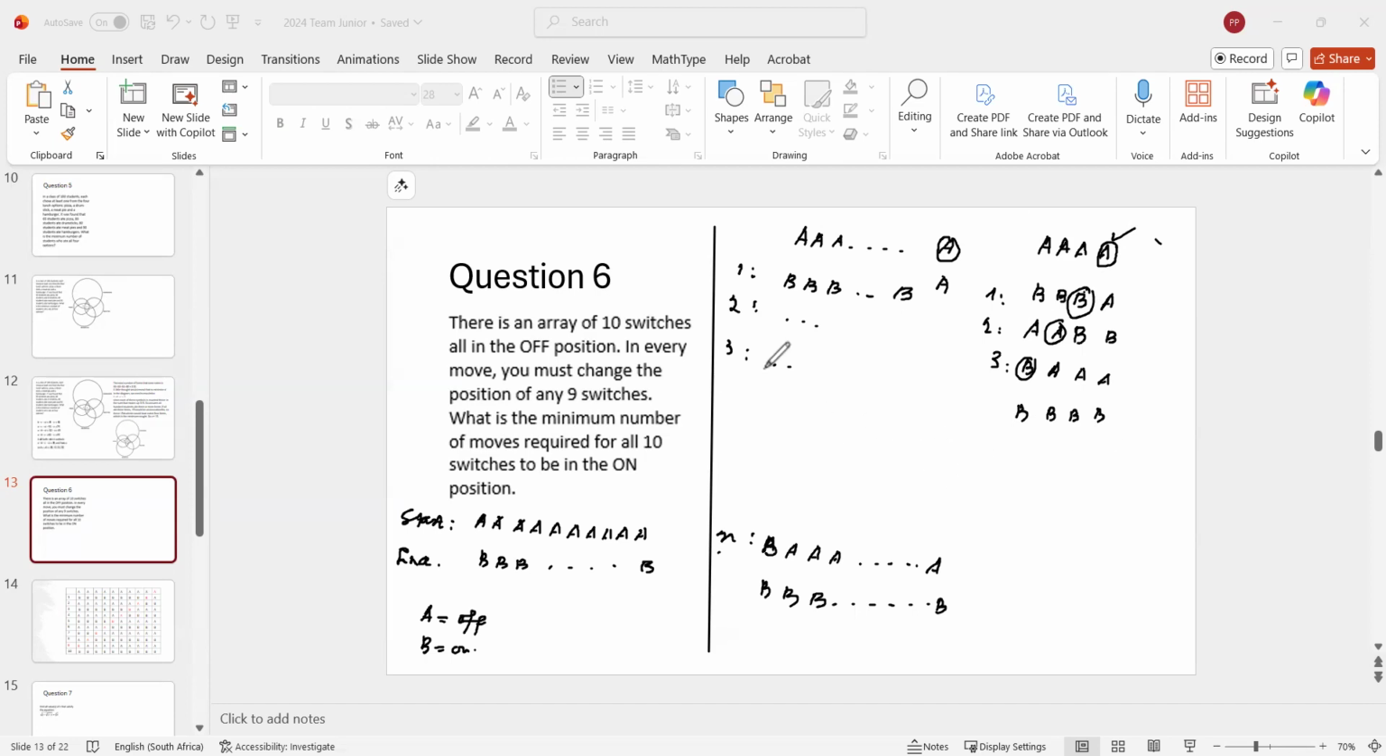So it seems to me that the conjecture is, with 4, you come to all on after 3 moves. With 10, we require 9 moves. But how do we prove that? That is a challenge. It's quite a challenge. And I'll try to explain as well as I can.